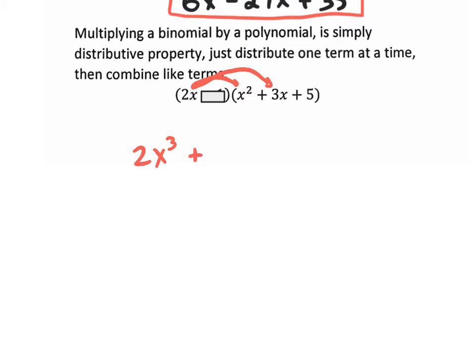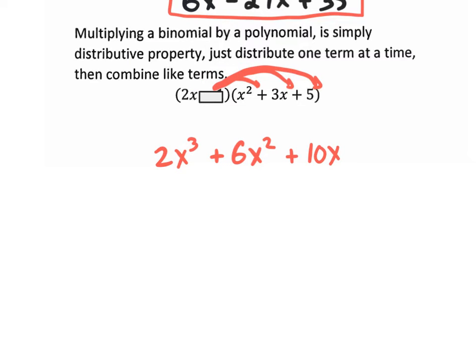That is positive 6x squared. And then how about 2x times 5? Positive 10x. Now it's important to put that positive right there because it separates the terms. And now we've already distributed the 2x. So now what I'm going to do is move that box over and distribute the other number. So let's move it over, cover up the 2x now, and let's distribute.